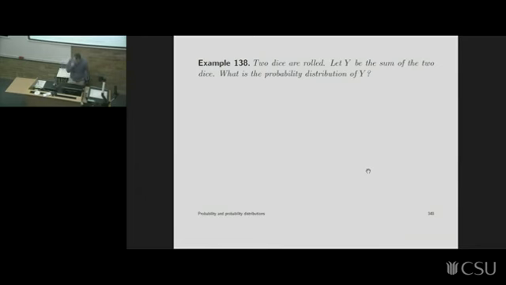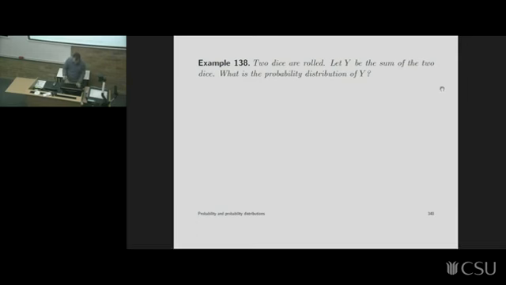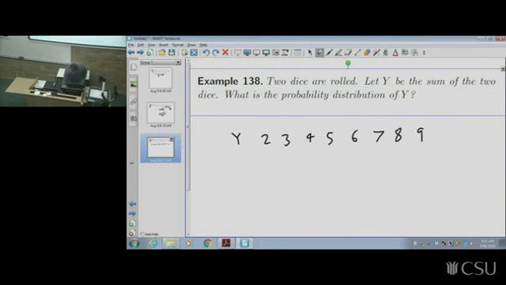So let's do a few more, just so we've got some things to play around with. So we've got rolling 2 dice. We'll let Y be the sum of the 2 dice. So what are the possible sums you can get? 2 through 12. Yep. What's the probability that we'll get for each of these situations? What are the easy cases to do?